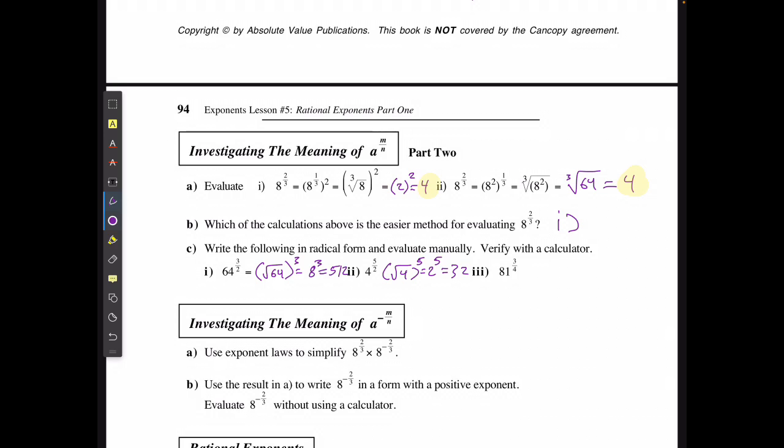For example 3, I definitely don't know in my head what 81 cubed is, but the fourth root of 81 I know is 3, and 3 cubed is going to give me 27.